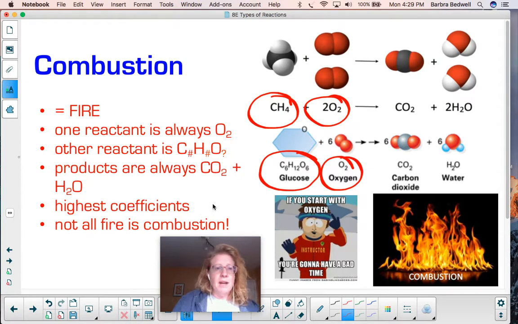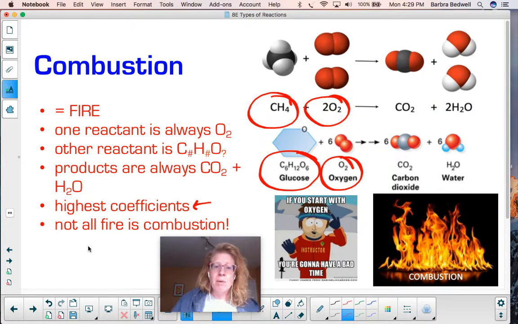Just so you know, as an FYI, when you balance chemical equations for combustion reactions, these tend to have the highest coefficients. They can be really kind of annoying to balance. And when you're balancing them, don't start with oxygen. Generally, you want to start with the carbon and the hydrogen, balance those, and leave the oxygen for later.